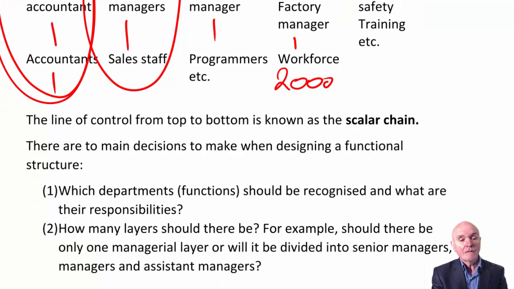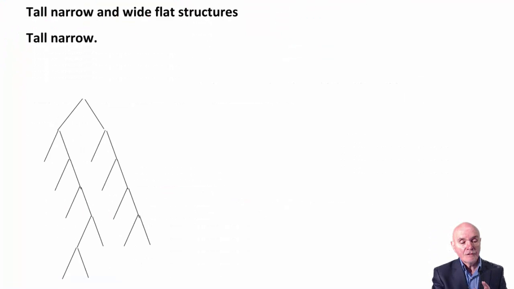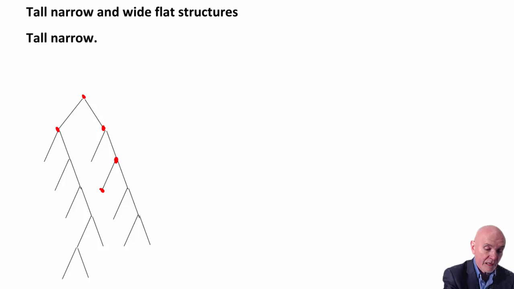But the next one we're going to look at is how many layers should there be? How many supervisors, managers, assistant managers, senior managers and so on should there be? And there are two main extremes, I suppose, here. The first is what is called a tall, narrow structure. Here we have a very stylized tall, narrow structure. Each manager or supervisor looks after only two other people directly. So this one looks after two people directly and so on.